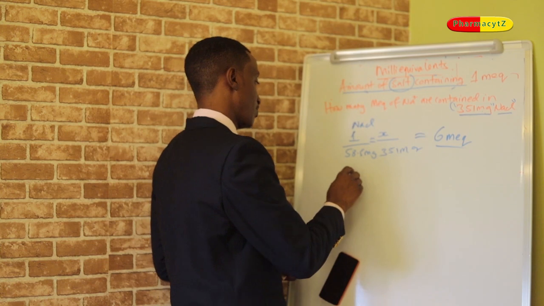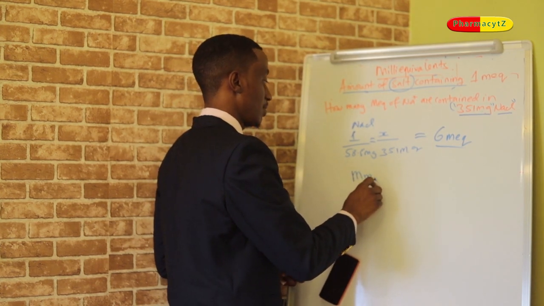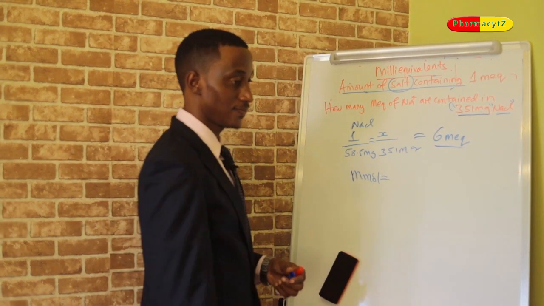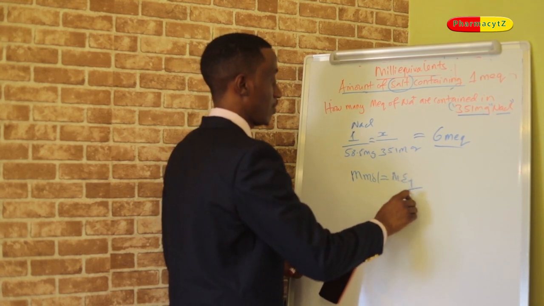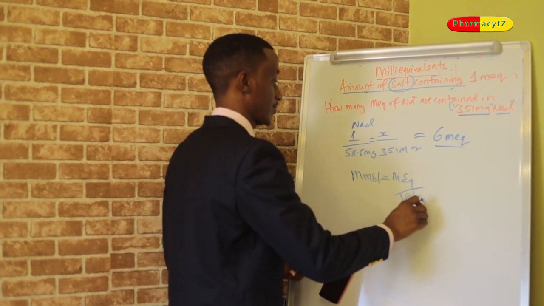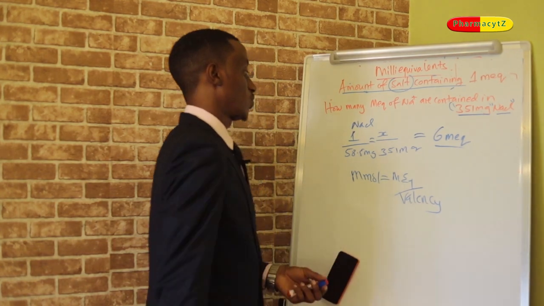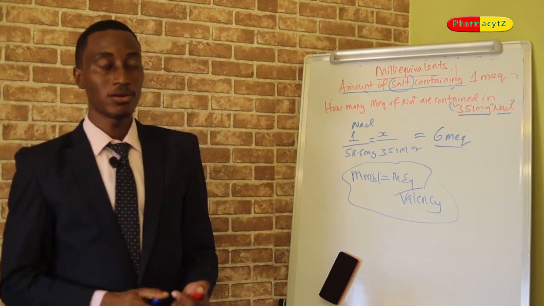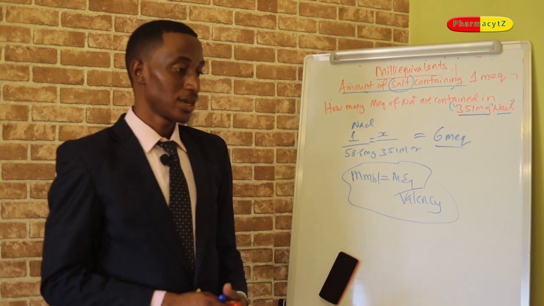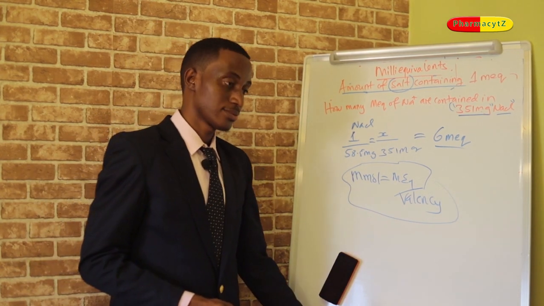To make it simple, when converting millimoles to milliequivalents or vice versa, millimoles are equivalent to milliequivalents over valence. So by using this proportion, you may change the equation either way, in millimoles or in milliequivalents.